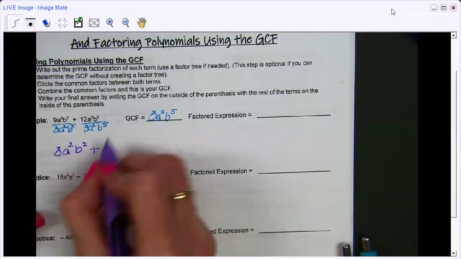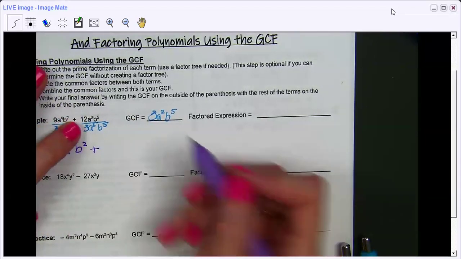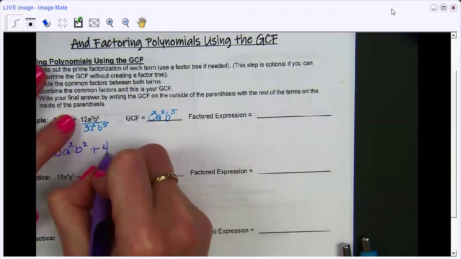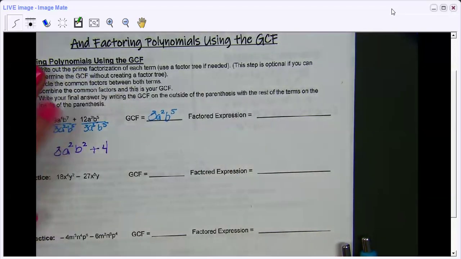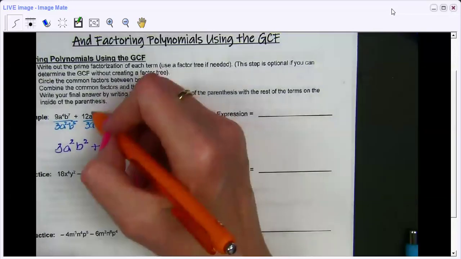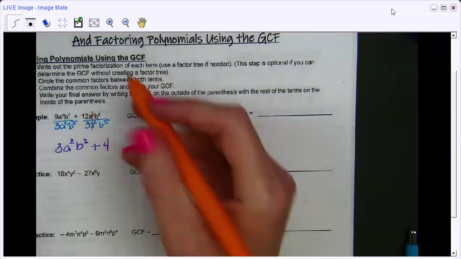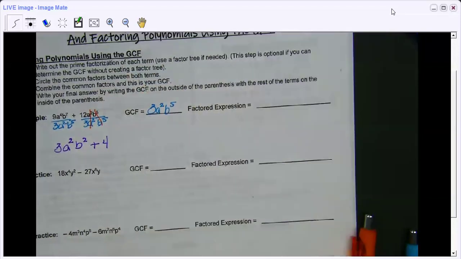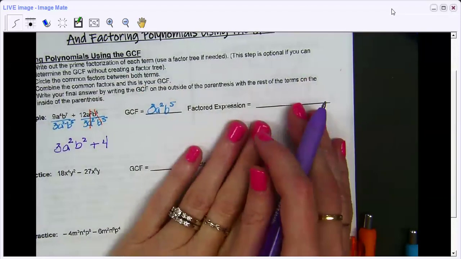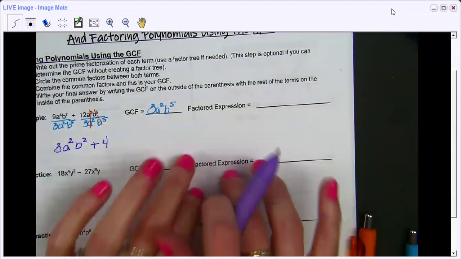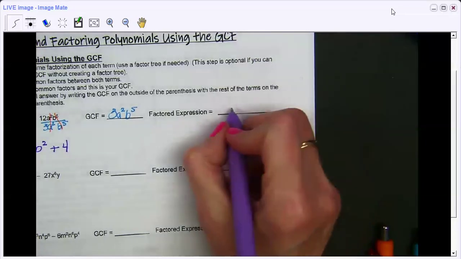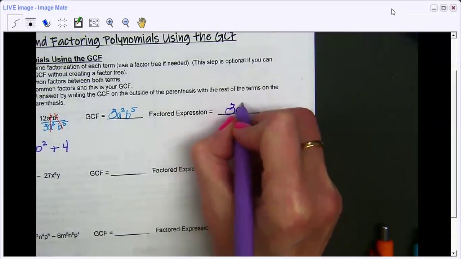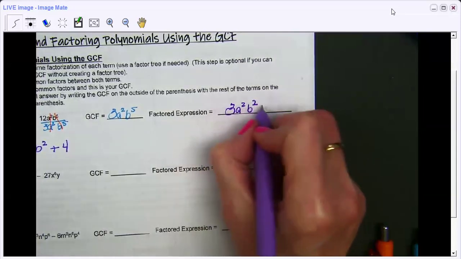I'm going to do the same thing to the other one here. 12 divided by 3 is 4. A squared divided by a squared is 1. They cancel out. I do not need to write anything for those. And then b to the 5th over b to the 5th, they cancel out. Okay? So I'm going to write my factored expression, but then I'm going to write my final answer below it. So my factored out expression is 3a squared b squared plus 4.